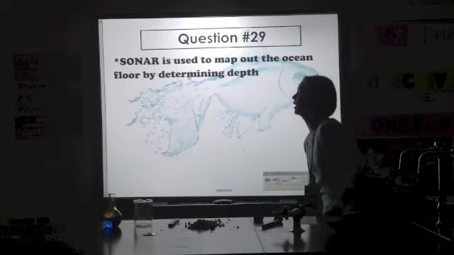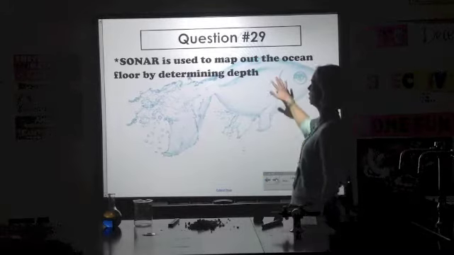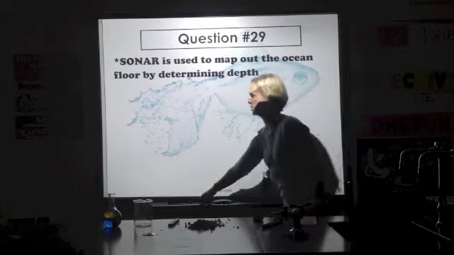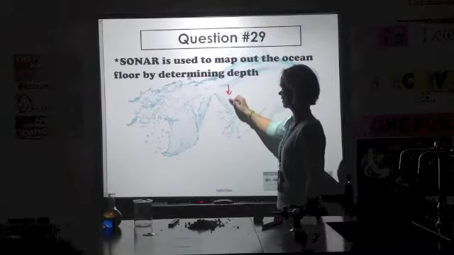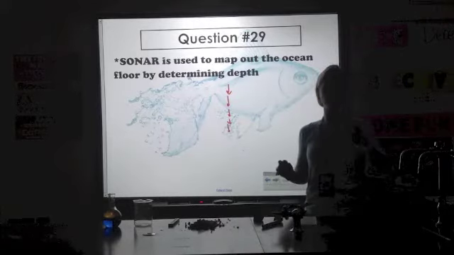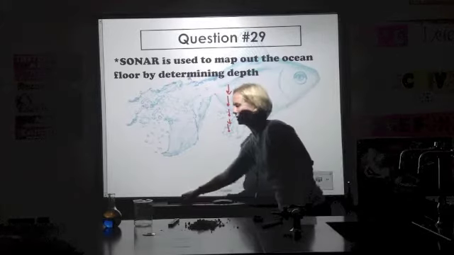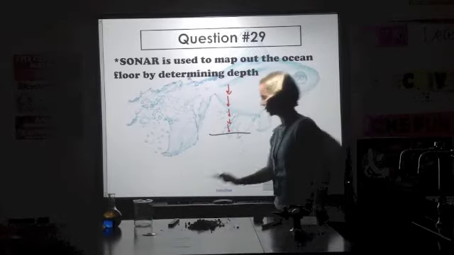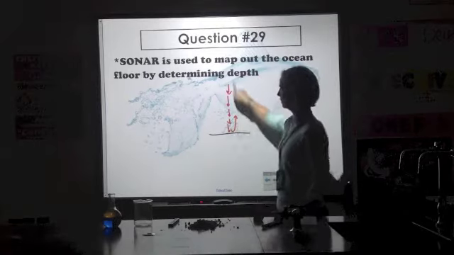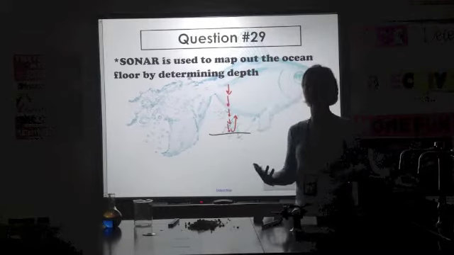All right, sonar, number 29. What does sonar allow the scientists to do? Sonar helps us map the floor. What sonar does is send down a sound wave. Beep, beep, beep. You probably hear it on the submarines. Ping, ping. It's going to come down, and when it hits that floor, it's going to bounce back up. We can calculate the amount of time it takes and then equate it to a distance, a depth.